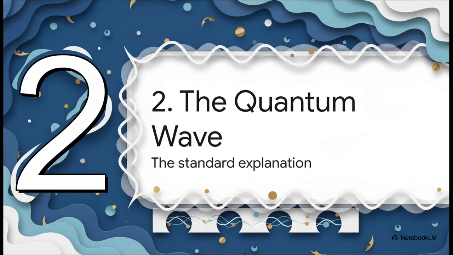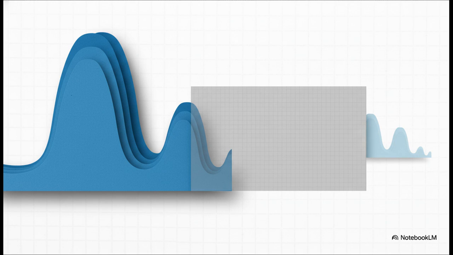So what's the mainstream explanation for this? How do we account for it? Well, that brings us to part 2, the quantum wave. This is the standard and, let's be clear, incredibly successful way quantum mechanics makes sense of tunneling. So the standard view says a particle isn't really a solid little point. It's more like a wave of probability, something called a wave function. This wave tells you where you're likely to find the particle.